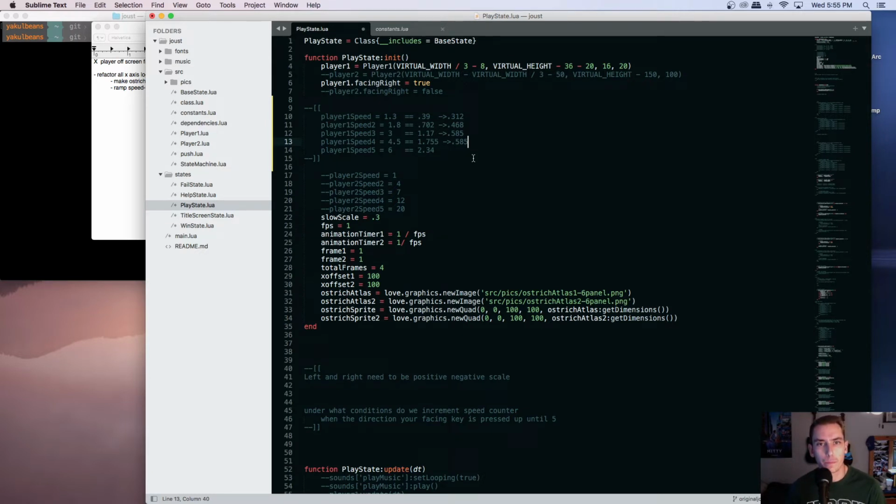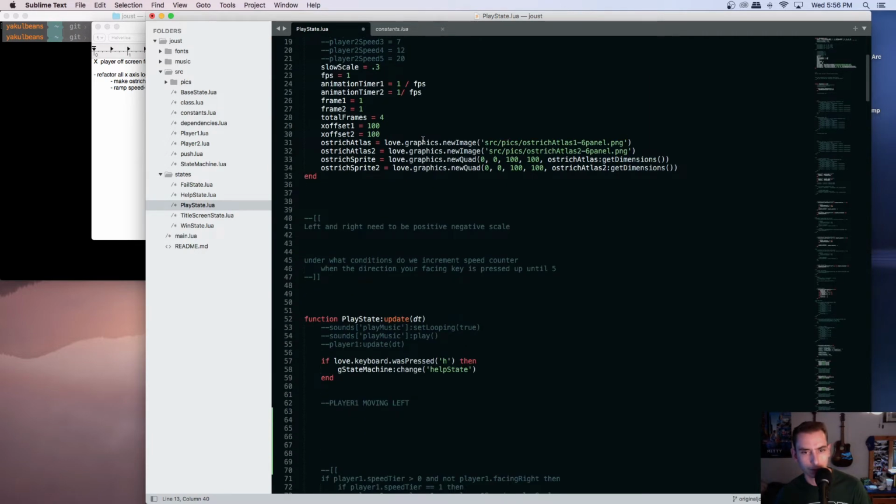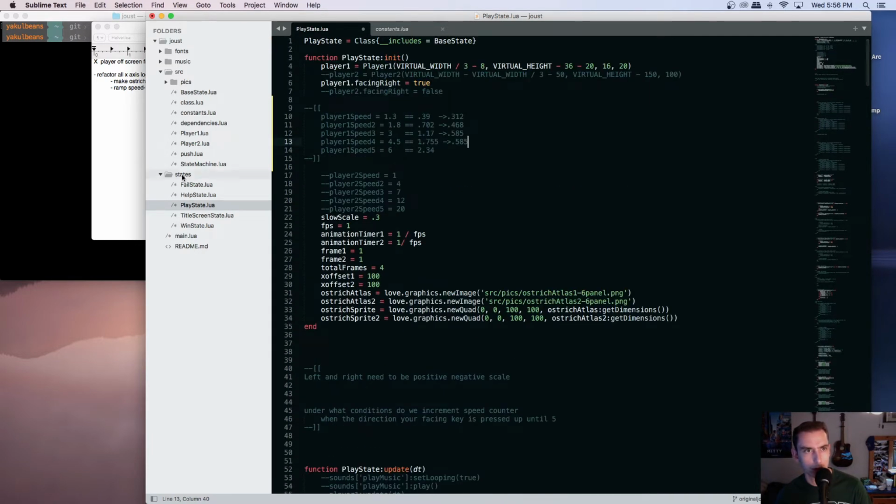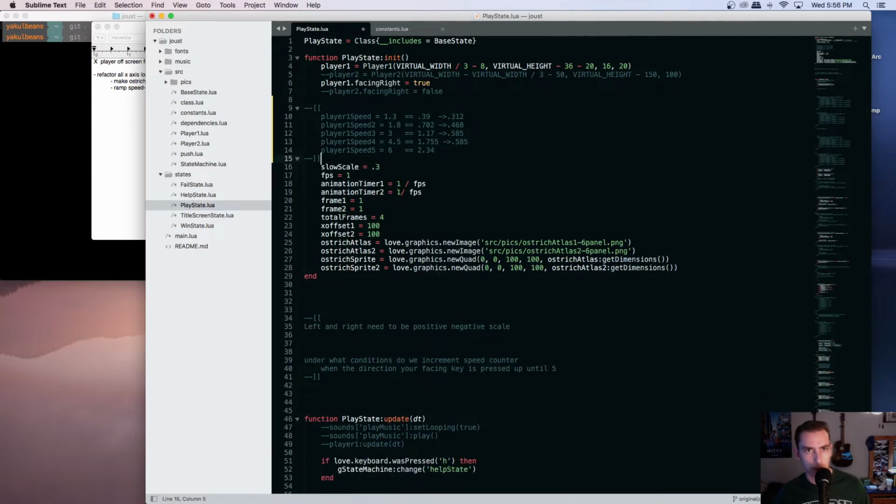So let's see. And that's the other thing. All of this player one speed and whatnot shouldn't even be in the play state initializing function. It should be in the player class. So you know what? I'm just deleting that.